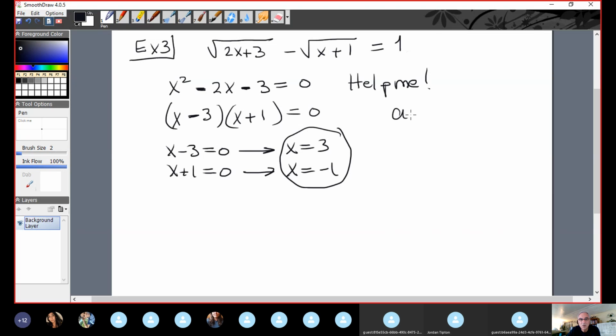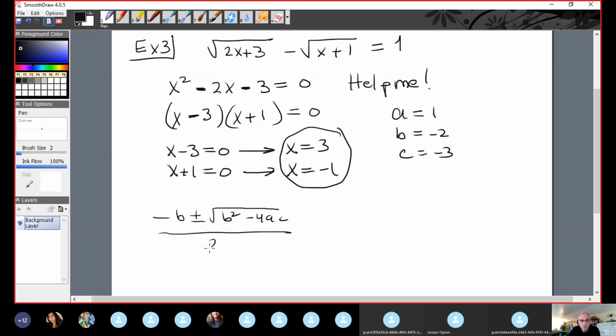A is 1, B is negative 2, and C is negative 3. Look, 1, negative 2, negative 3. And the quadratic formula is minus B plus or minus square root of B squared minus 4AC, divided by 2A, no? So the minus of the formula, times the minus of the value, gives me positive.